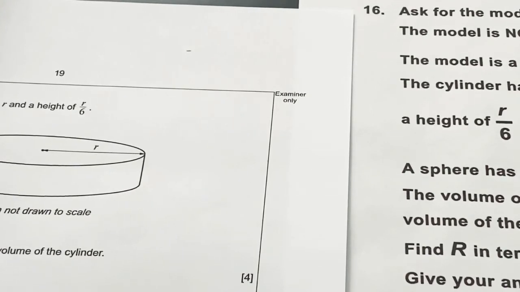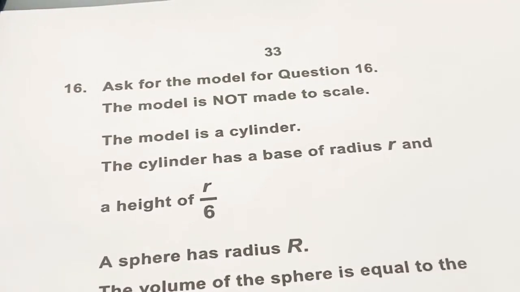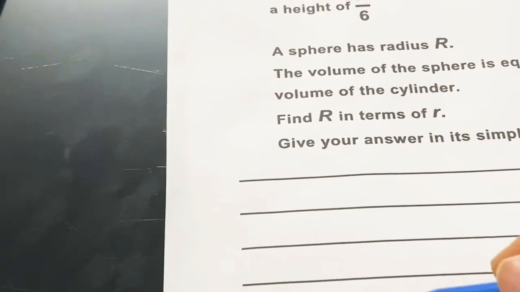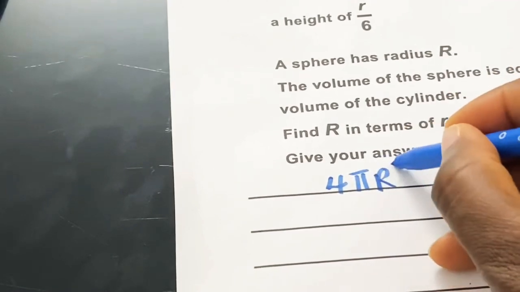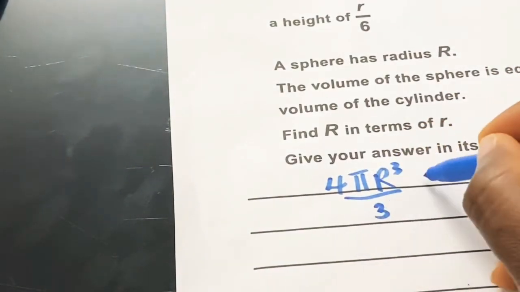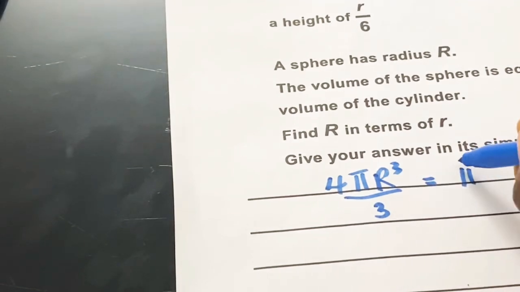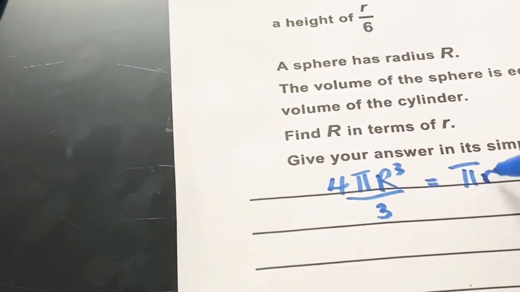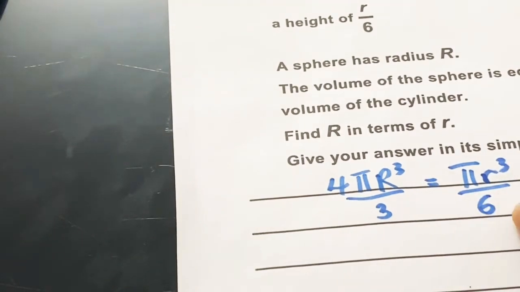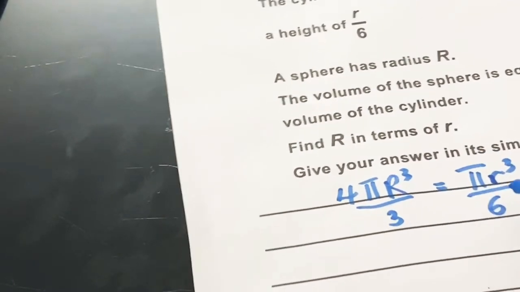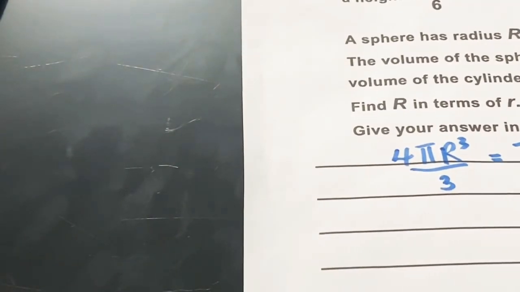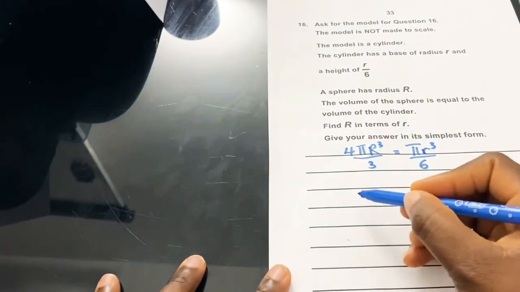Okay, let's say the volume of the sphere would be 4 pi big R cubed over 3, which is equal to pi small r cubed over 6. This is for the sphere and that's for the cylinder. I want to try and get rid of the fractions first of all. So what I'm going to do is cross multiply them.